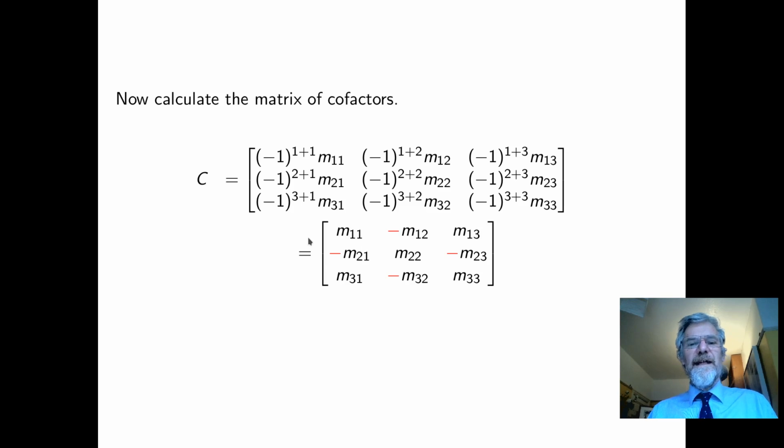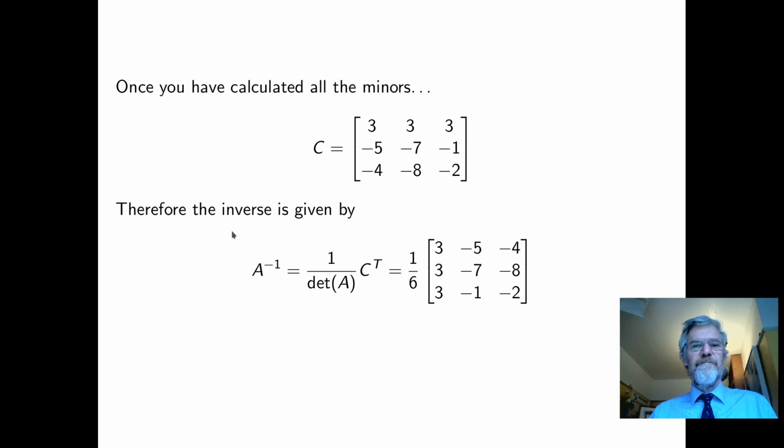And then I work out the matrix of cofactors. Notice the minus signs here in the chessboard style: plus, minus, plus, minus, plus, minus. You work out all the minors, and of course we did some of them already for working out the determinant. And then the inverse is 1 over the determinant times the transpose of the matrix of cofactors. So notice how the minus 5 and 3 are swapped over.